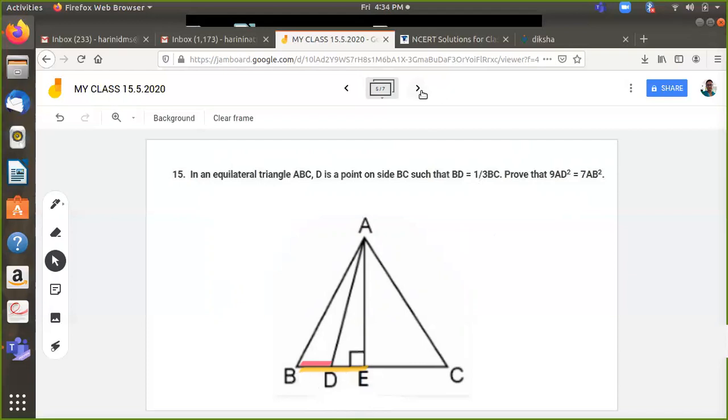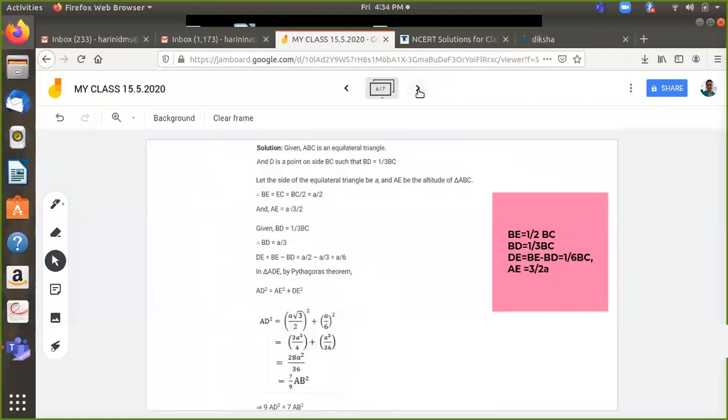So when I move to the next page, you see what I have written as some prerequisites that I got from my diagram. BE is half of BC because E is the midpoint of BC. Already BD is given to be 1/3 of BC. This is given to me. And I have taken DE as BE minus BD from the diagram.